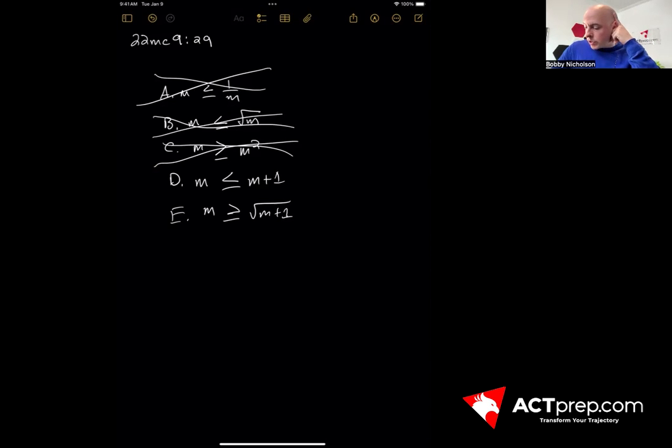And since we have a square root, let's try to think of a number we can plug in for m to make that a perfect square. So if we did 3 is greater than or equal to the square root of 4, well, that's true. So let's see if we can make it false here. If we plug in 1 here, 1 is greater than or equal to the square root of 2, which is a little bit bigger than 1. So in that scenario, 1 came through for us, but that leaves us with answer D.